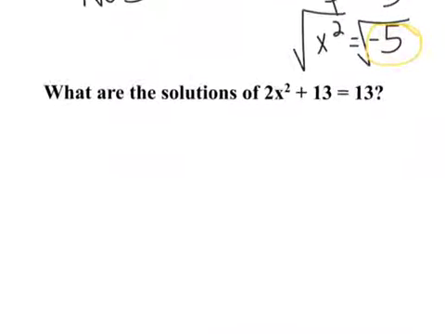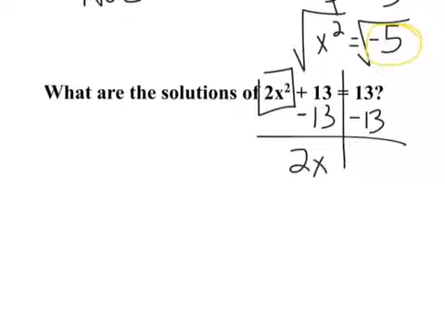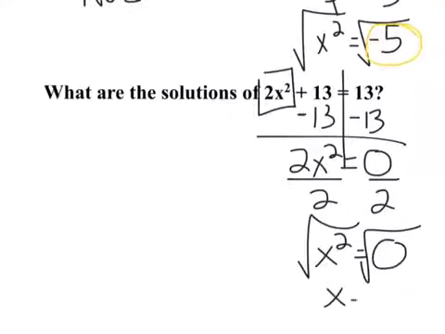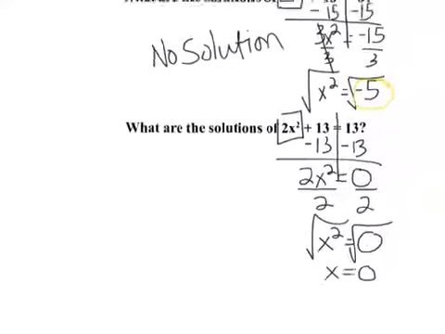So, the last example for today. 2x squared plus 13 equals 13. My goal is to get that x squared by itself. So I subtract this 13 on both sides, getting me 2x squared equals 0. Divide both sides by 2, and I end up with x squared equals 0. Remember, when the 0 is on top, your answer is 0. So to solve, I take the square root on both sides, and my answer is x equals 0. Remember, 0 is neither positive nor negative, so there's only one solution for that problem.